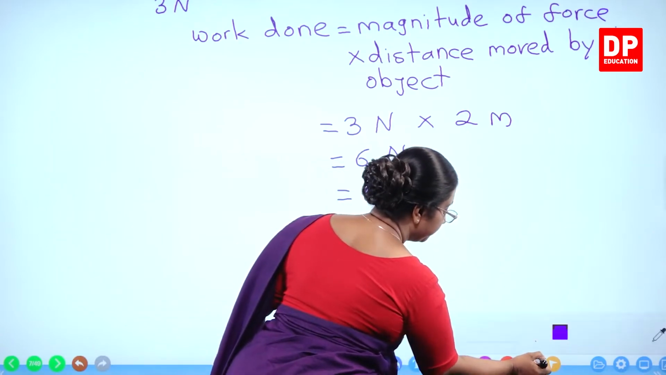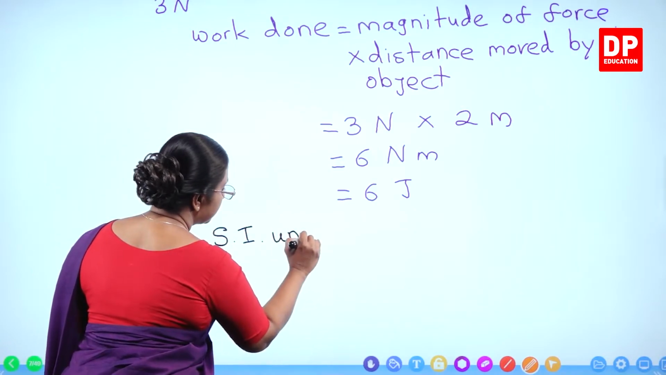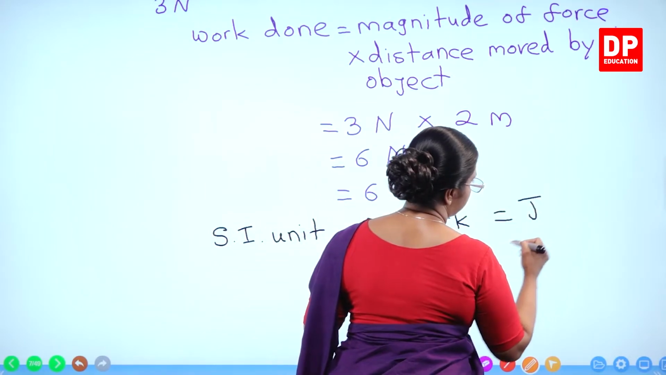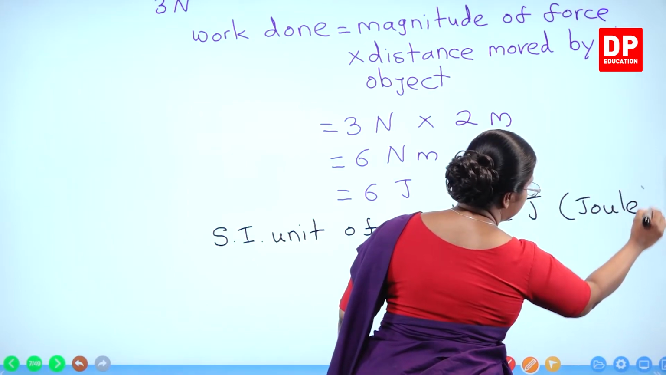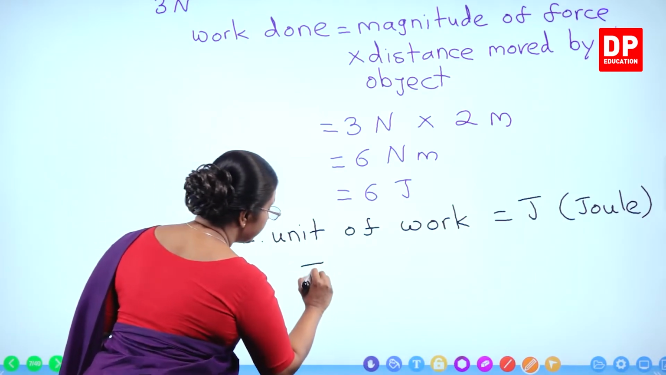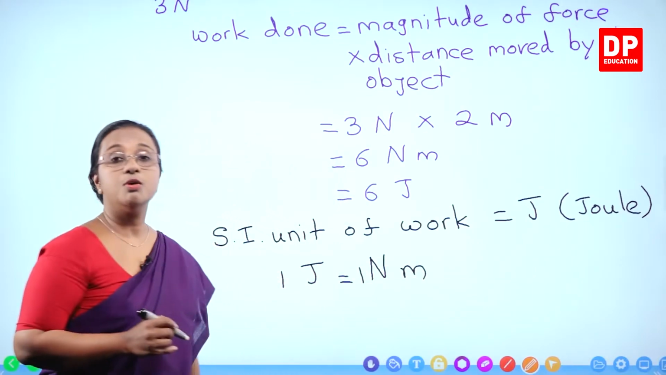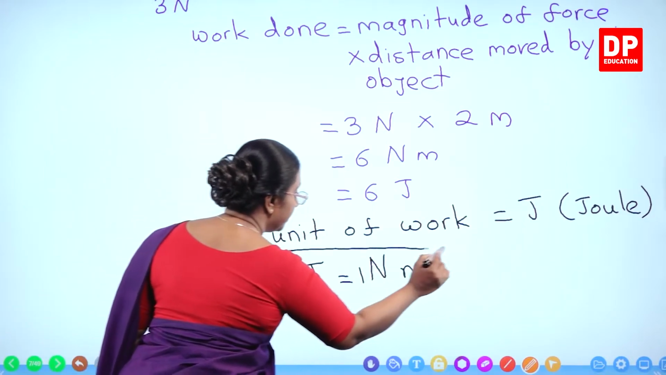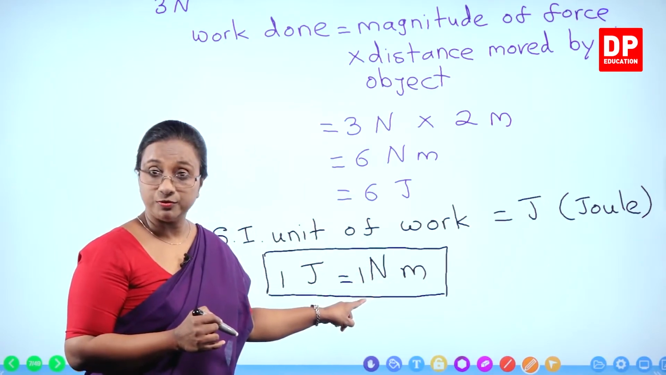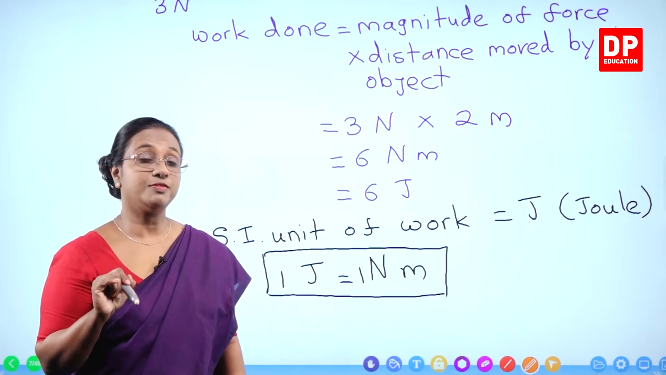So, here we can say SI unit of work is joules. Earlier also we had this, the standard unit of work is joules, and joules is equal to Newton meter. If you take 1 joule, that will be equal to 1 Newton meter. Why? Because from that equation, you all know we need to have the magnitude of force applied multiplied by the distance moved by the object in the direction of the force.